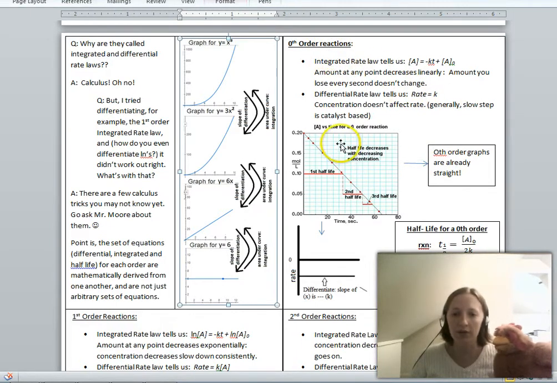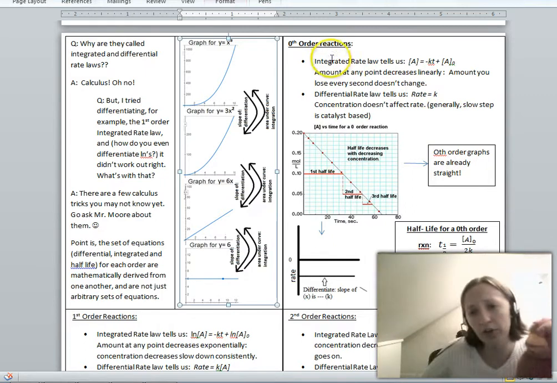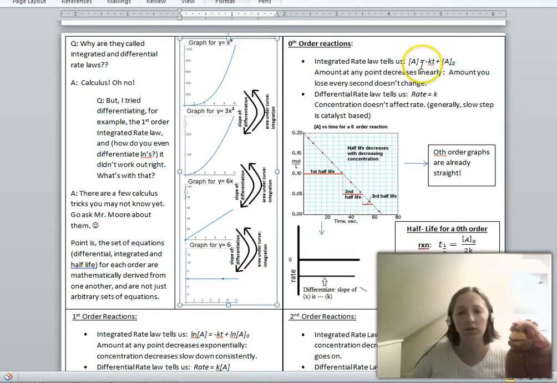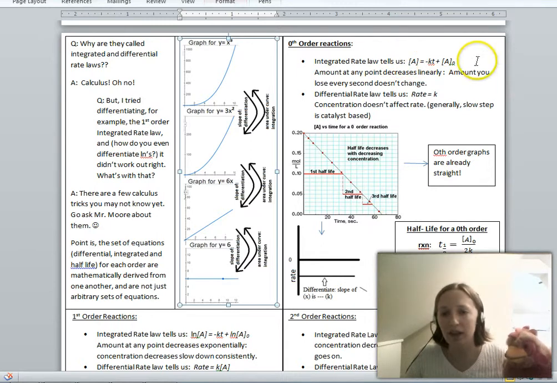So for a zeroth order reaction, the integrated rate law, which if we think about the integrated rate law, we remember that it's concentration versus time, so you've got time in your equation. That's concentration of A at time t is equal to however much you started with, minus however fast it goes, which is the rate constant, times how long it's been. So that's what that is.